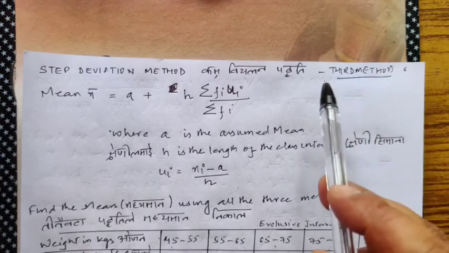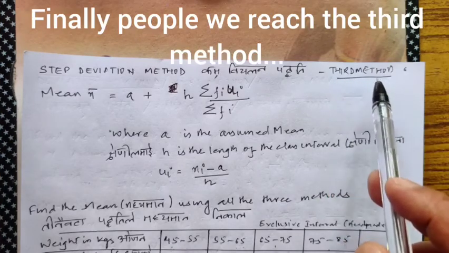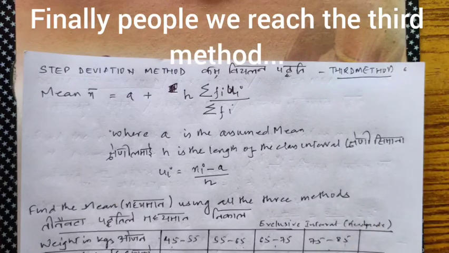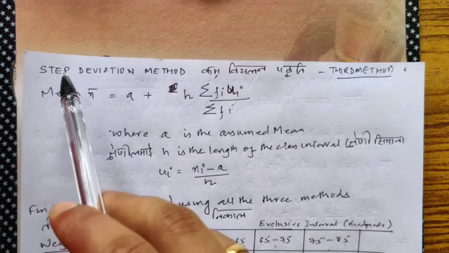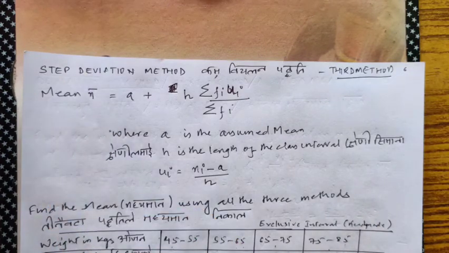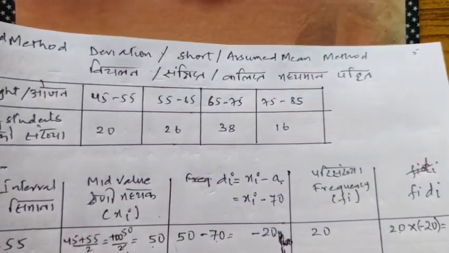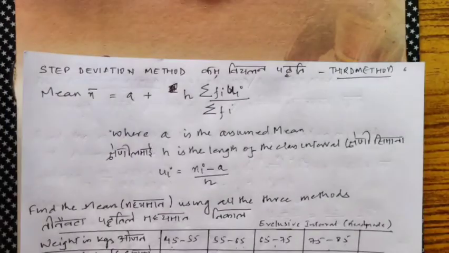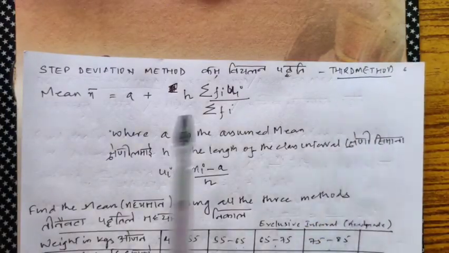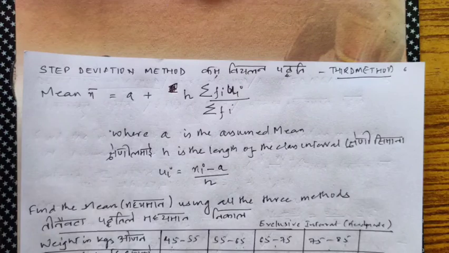Now let's go to the third method, which we have not discussed. The third method is called the step deviation method. Your second method is only deviation, not step deviation. Remember, everyone gets confused with the second method. The second method is the deviation or short method or assumed mean method, while your third method is the step deviation method. Let's write down the formula.